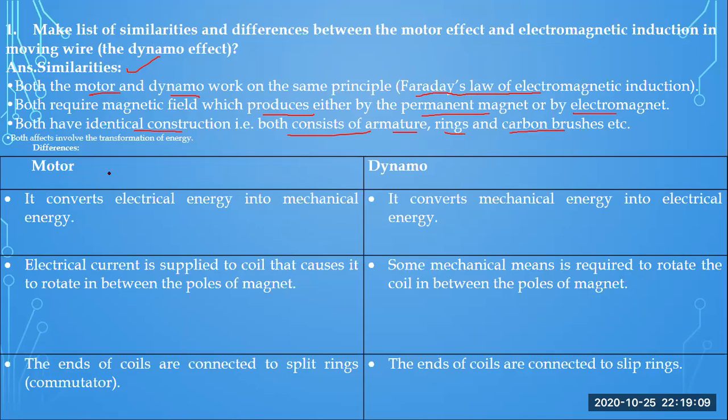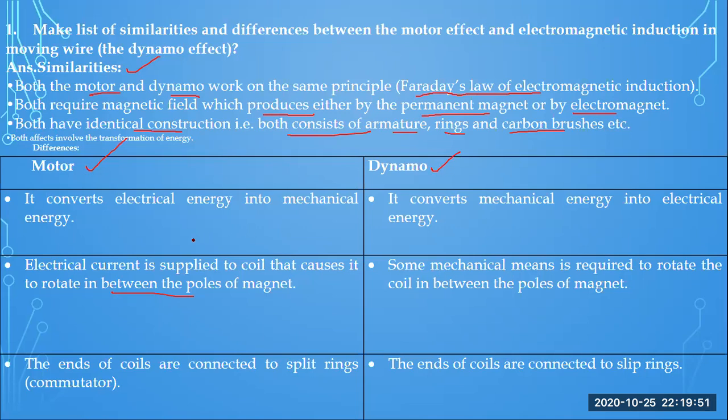So here it is. This is the motor, and on the other side is the dynamo. The motor converts electrical energy into mechanical energy, and the dynamo converts mechanical energy into electrical energy. So this is the main difference. In a motor, electrical current is applied to the coil, which causes it to rotate between the poles of the magnet. In a dynamo, some mechanical means is required to rotate the coil between the poles of the magnet.